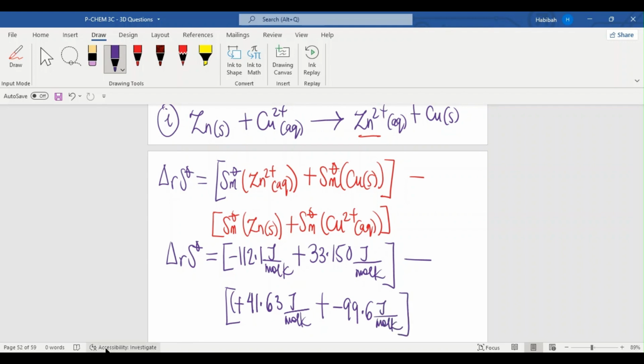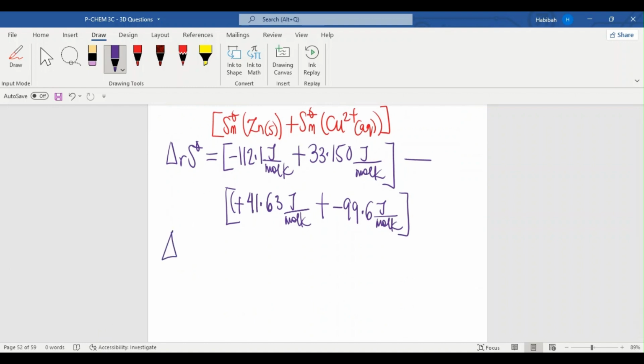So that's basically it. Now we just do the basic calculation. The molar entropy of the products would be negative 112.1 plus 33.150, which gives negative 78.95 joule per mole Kelvin, minus plus 49.63, plus negative 99.6, will give you the result. So I am working on this information here, the values I marked with the red symbol.